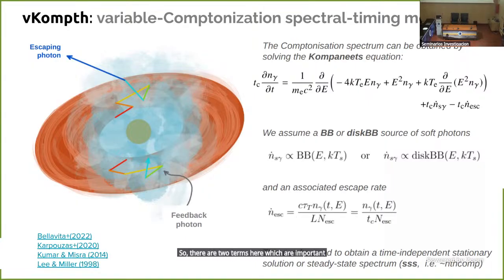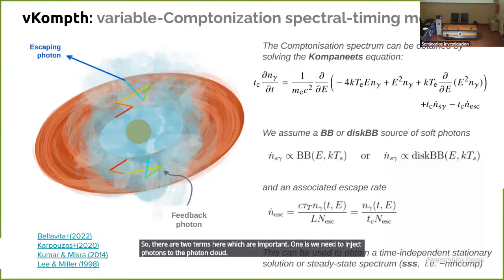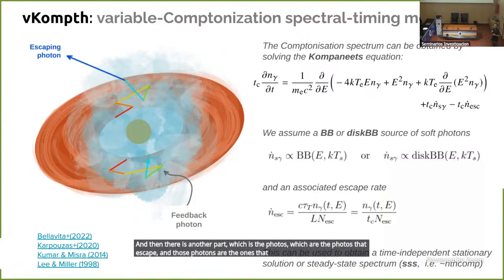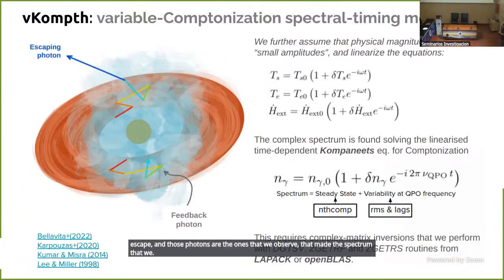One is we need to inject photons into the Compton cloud. We do it with the spectrum of a black body. And then there is another part, which is the photons that escape. And those photons are the ones that we observe, that make the spectrum that we see.